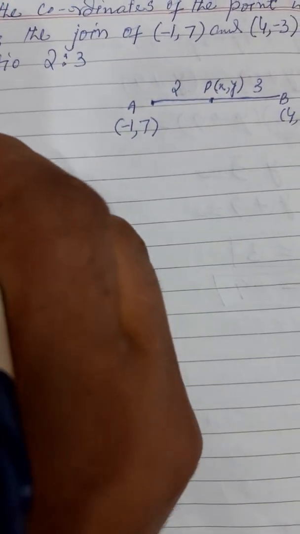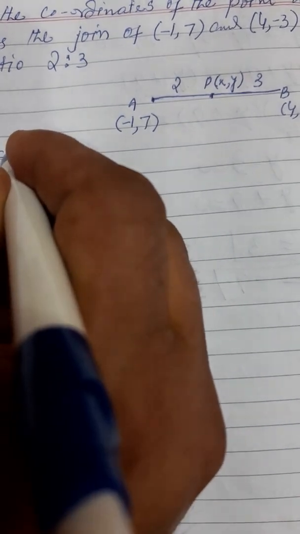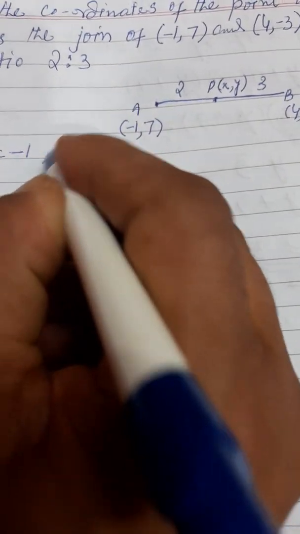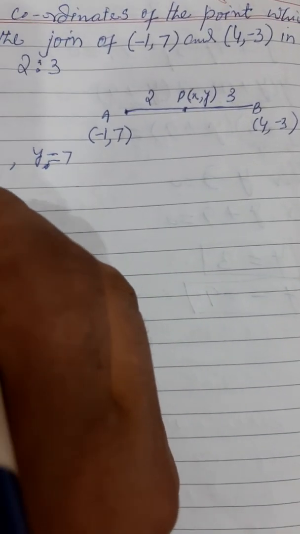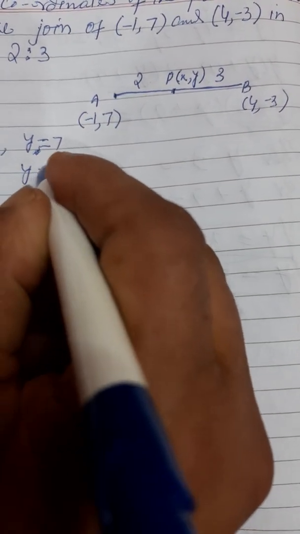Dear students, as you are aware, in AB, x1 here is -1 and y1 is equal to 7, x2 is equal to 4, while y2 is equal to -3. And then we have the ratios. Let us consider m is the first ratio, and that is equal to 2, and n is the second ratio, that is equal to 3.